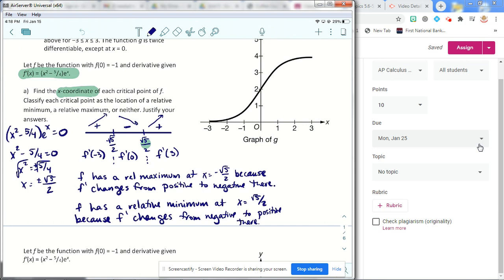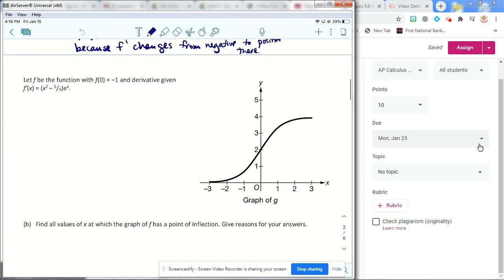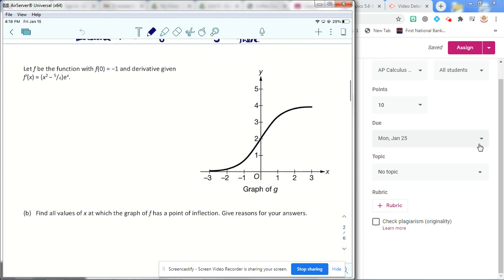All right, just kidding. I still have more to do on number 2. So let's finish number 2 on the next page. On B, we want to find all the values at which the graph of f has a point of inflection, and they want the reason for our answers.